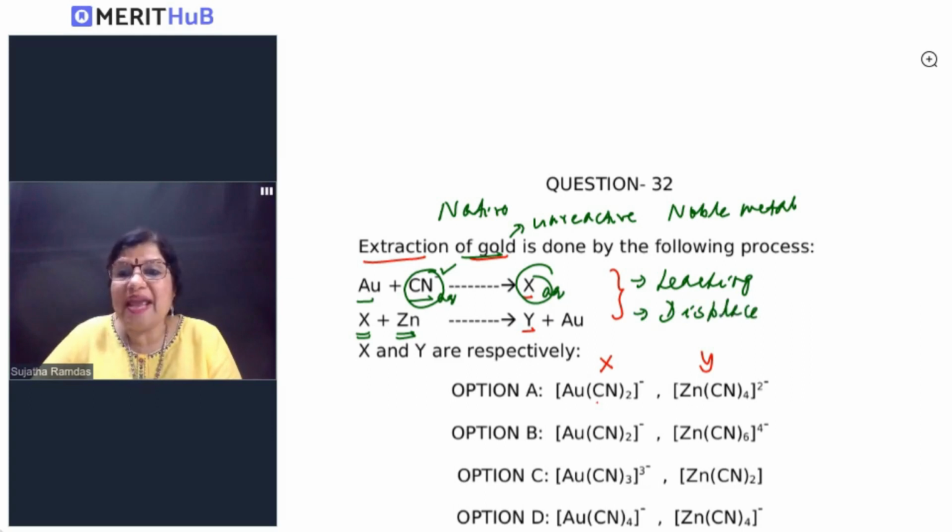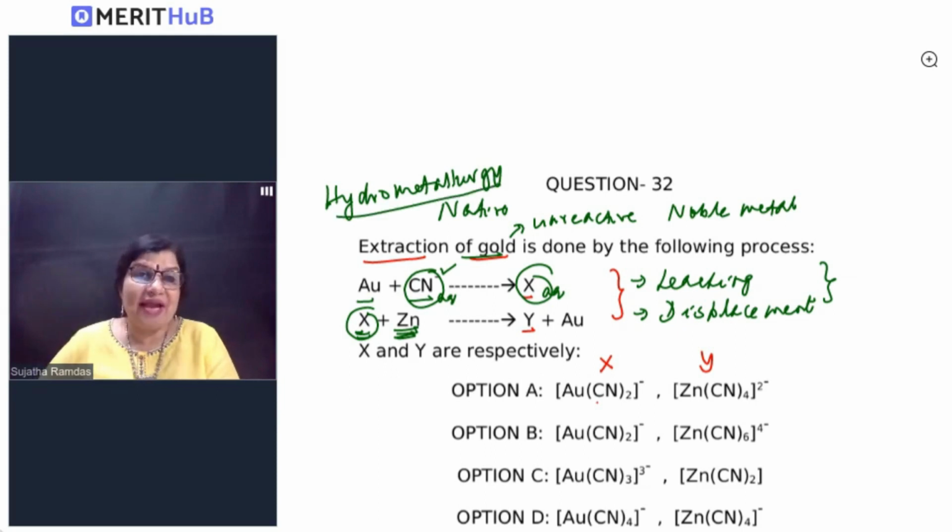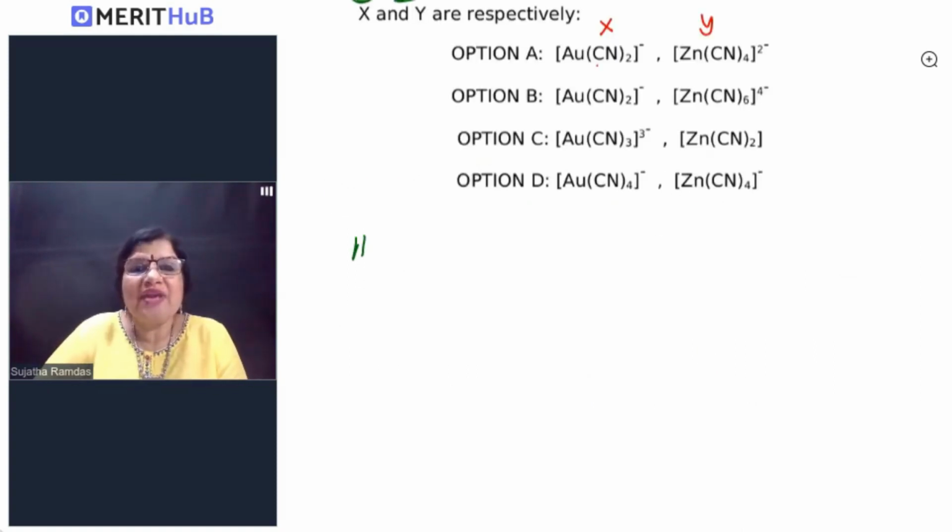So gold, or silver, or the noble metal, is displaced from the soluble complex by a more reactive or a more electropositive element like zinc. Okay, now these are the 2 steps involved in a process called hydrometallurgy. So hydrometallurgy is the method used to extract gold and silver or other noble metals. So let's understand the reaction better.